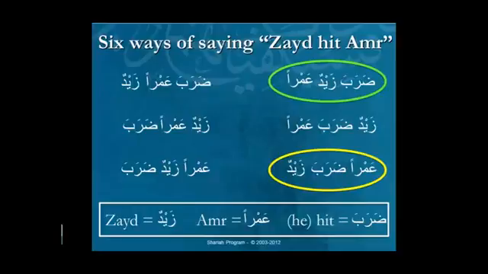And if you notice, in all 6 examples, Zaid's ending is the same ending. And in all 6 examples, Amr's ending is the same ending. So Damma's on Zaid and Fatha on Amr. So this is how we know that Zaid is the subject, and it doesn't matter. All 6 of them convey the same basic meaning. So the translation of this one circled in yellow is: it was Amr that Zaid hit.